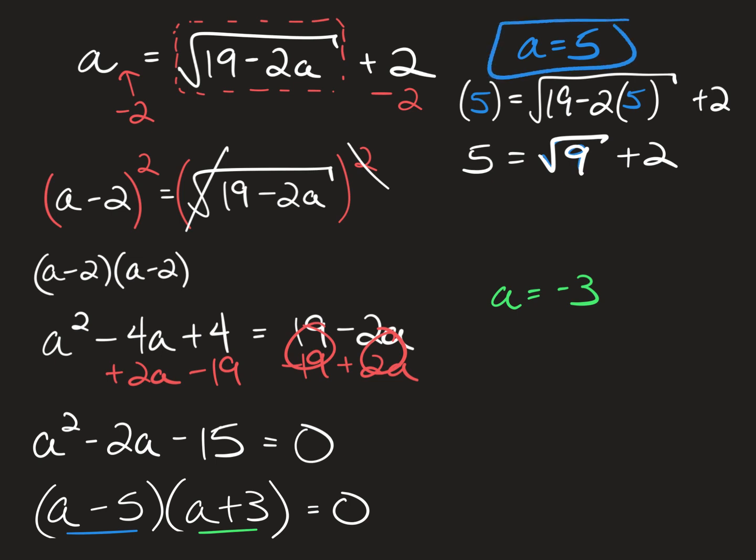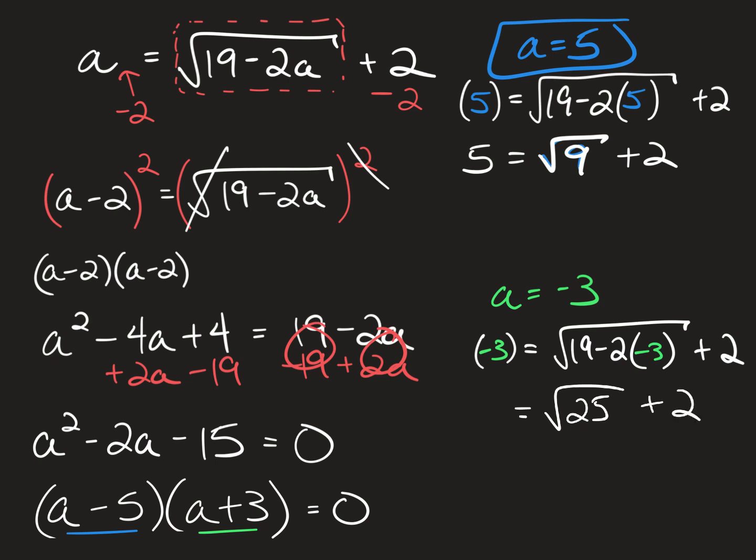Hooray. Maybe a equals negative 3 will also be a good answer this time. It wasn't in the last example, but let's check. So we'll have a negative 3 and a negative 3. This goes in parentheses, equals 19 minus 2 times negative 3 plus 2. I can simplify what's in here. This will end up being, what, 25? Negative 2 times negative 3 is a positive 6. So 19 plus 6, yeah, that's 25.